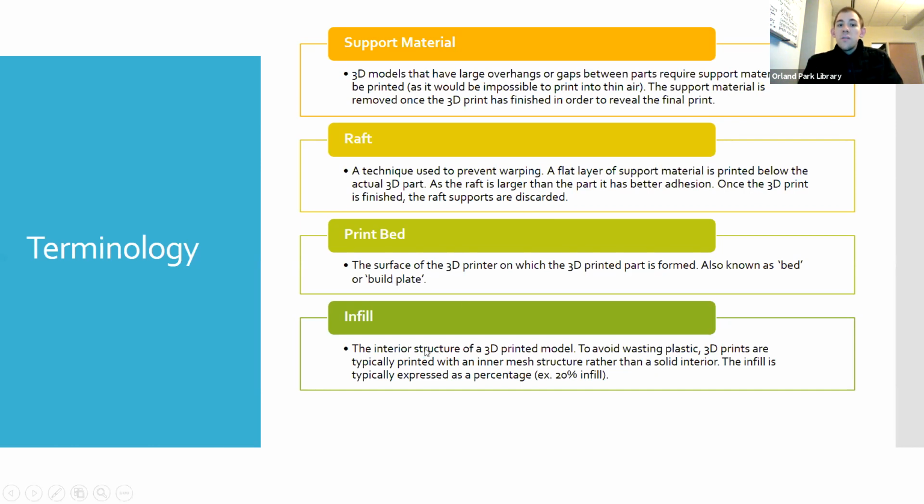And then there is the infill, which is an interior structure of the 3D model. To avoid wasting plastic, 3D prints are typically printed with an inner mesh structure rather than a solid interior. The infill is typically expressed as a percentage, for example, 20% infill. So what that means is that infill needs to be there so that a 3D model can be stable, because if there's nothing in the middle and it's just hollow, it's going to break easily as it cools down. So that's why there's an infill. This way it stays like a solid object and doesn't break if it's thrown or dropped or anything.